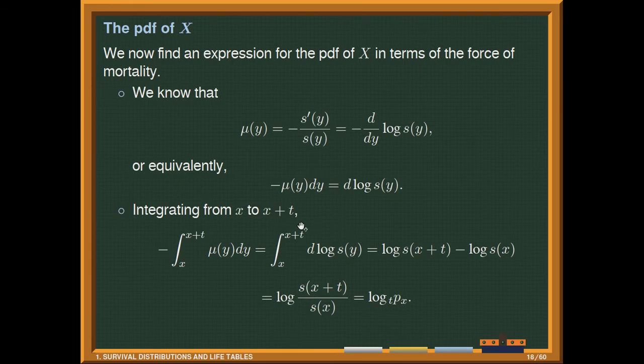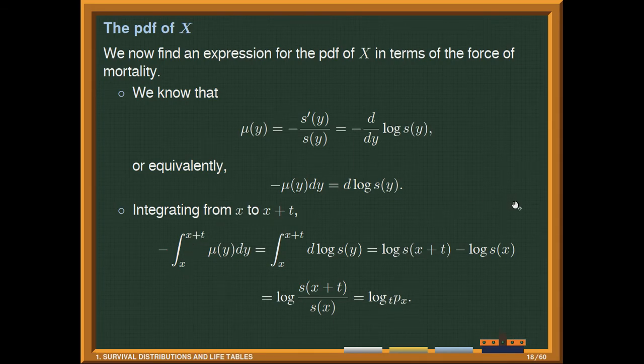So this integral and that operator d will cancel each other out. So we get log of s of x plus t minus log of s of x. And using the properties of log, this is the same as log of s of x plus t all over s of x, or that's the same as log of tpx. So log of tpx is equal to negative the integral of mu of y dy, where y ranges from x to x plus t.